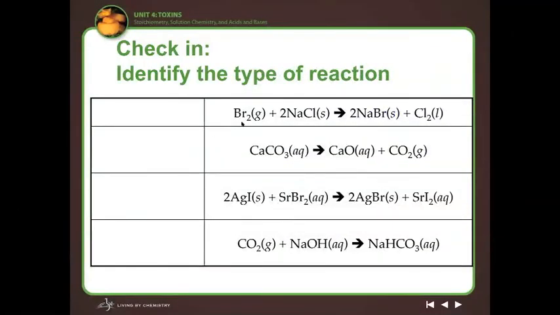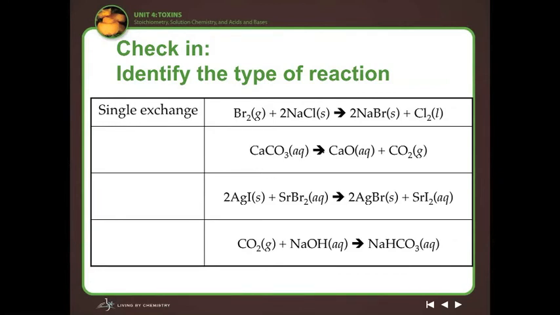So let's check in. Bromine, even though it's Br2, is one substance. Here we've got sodium chloride. Well, sodium's one element, chlorine's another. This is a compound. And what do we have here? Sodium is now with the bromine, and chlorine is off by itself. What do we call this? Single exchange.